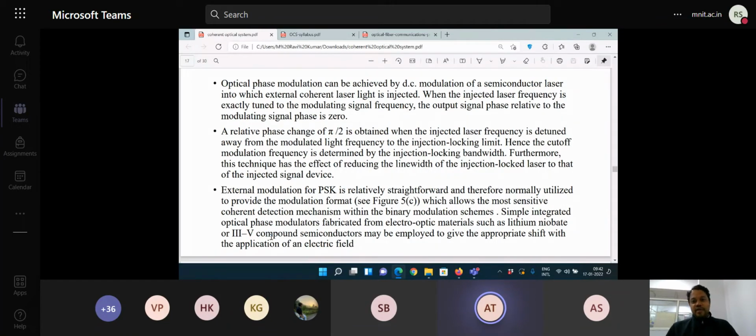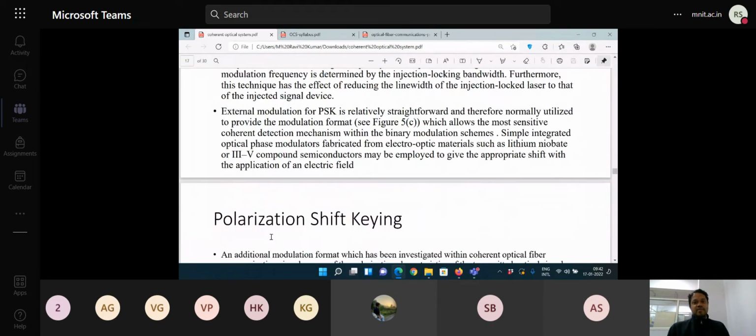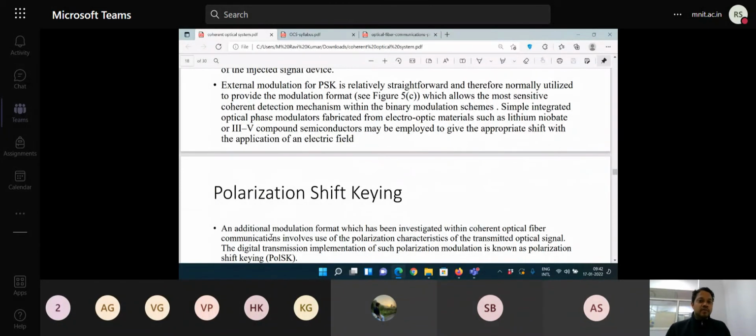This technique has the effect of reducing the line width of the injection lock laser to that of the injected signal device, because the phase needs to be perfectly matched. So the line width also becomes less. The phase shift keying is simple to implement by using external modulators.